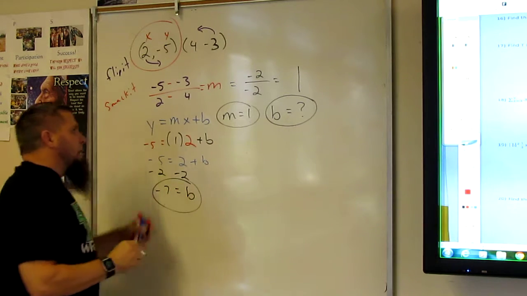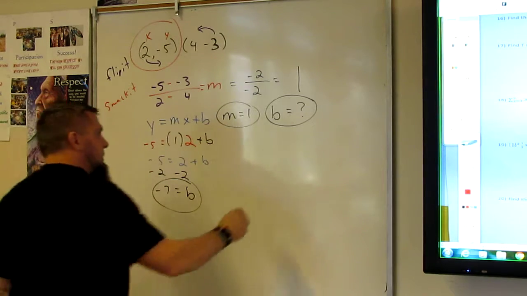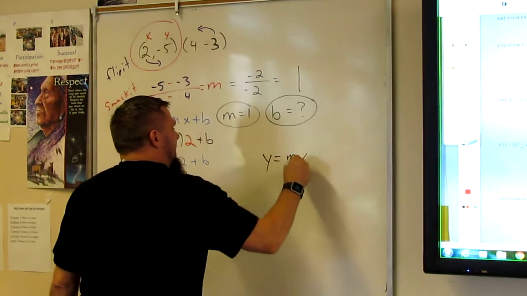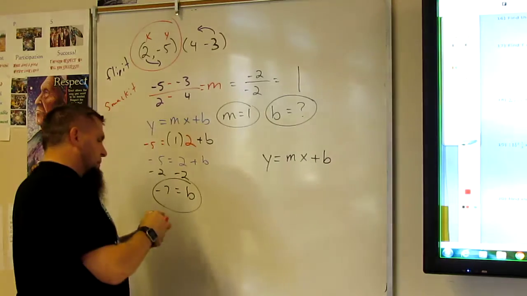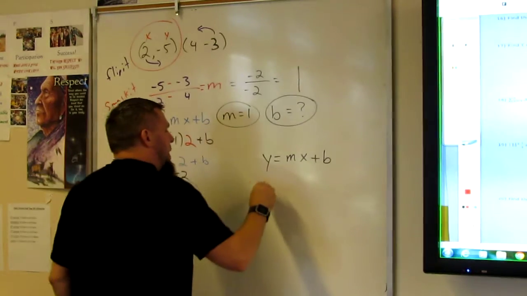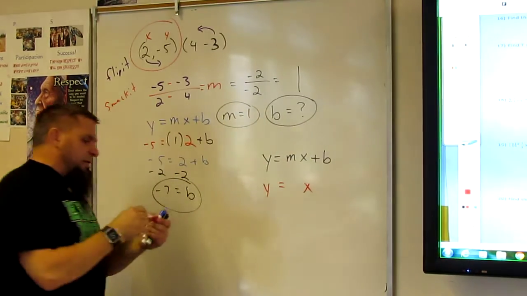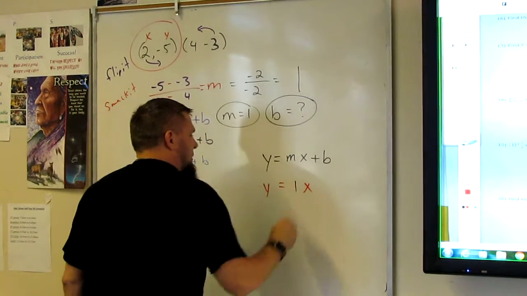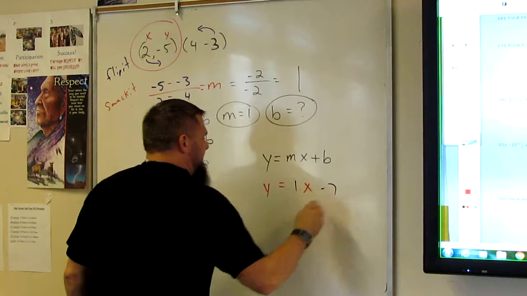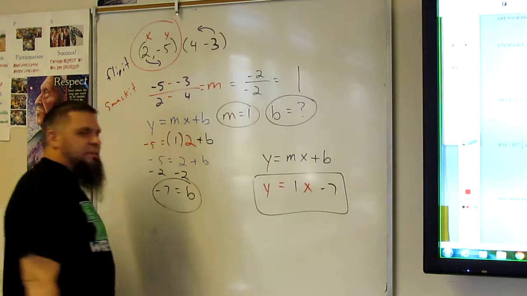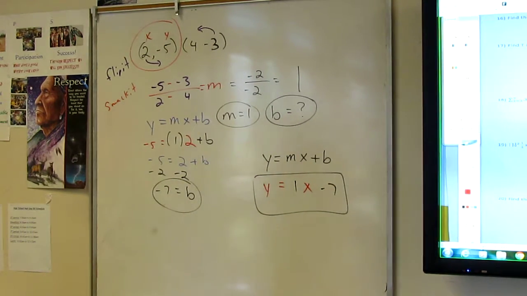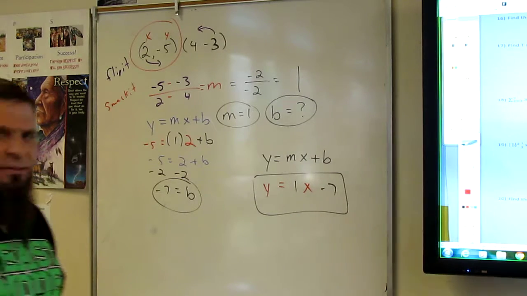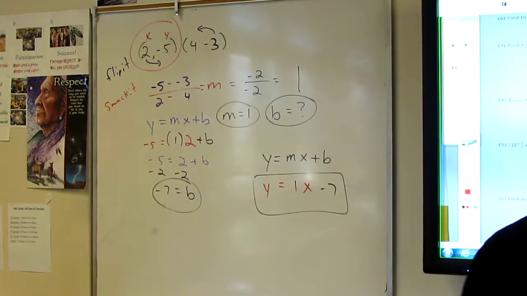I have my B. I have my M. Y equals mx plus B. So look, I put in Y equals x, and then I just plug in. M is 1. B is -7. That's done. Okay, that's the equation of a line. Alright?